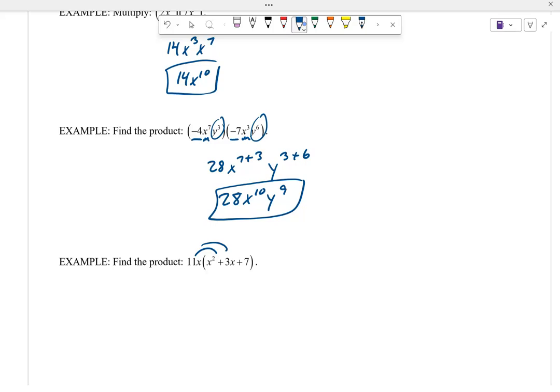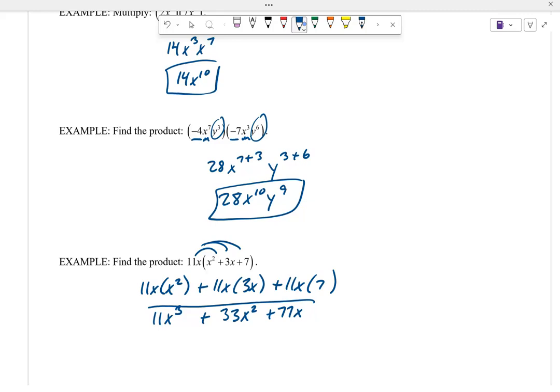Let's go ahead and do one with the distributive property there. So I'm going to multiply the 11x times the x squared, and then the 11x times positive 3x, and then the 11x times that 7. So it looks like we have 11x to the third. That'll be 3 x's there. And then we got 33. X times x will give us x squared. And then finally 11 times 7. That'll give us the 77x on that.